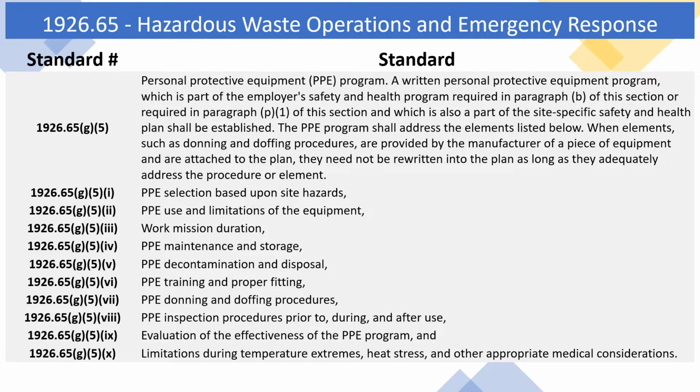1926.65 G5 7. PPE donning and doffing procedures. G5 8. PPE inspection procedures prior to, during, and after use. G5 9. Evaluation of the effectiveness of the PPE program, and G5 10. Limitations during temperature extremes, heat stress, and other appropriate medical considerations.